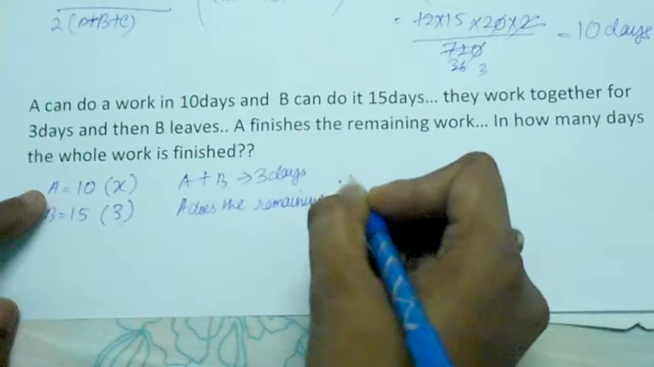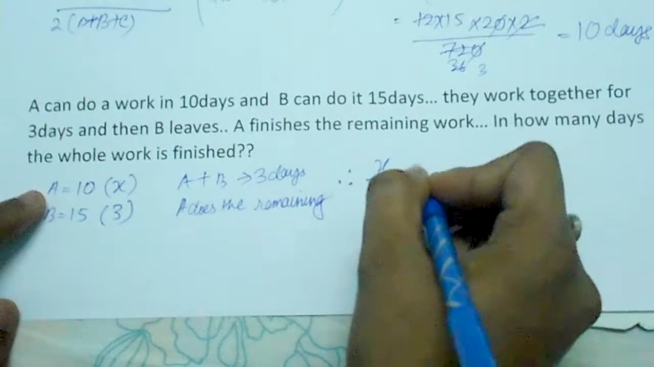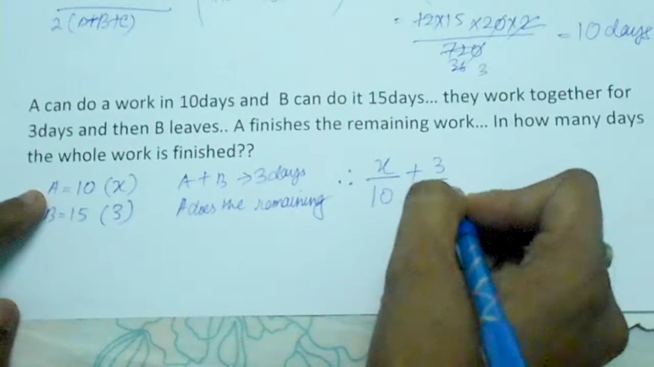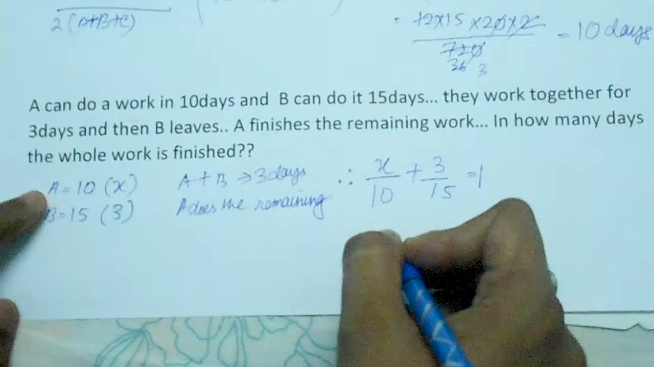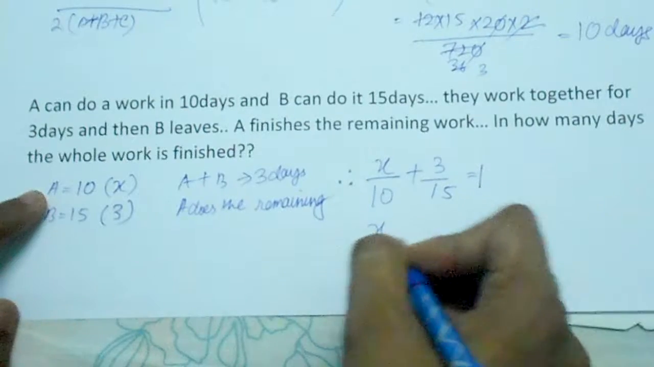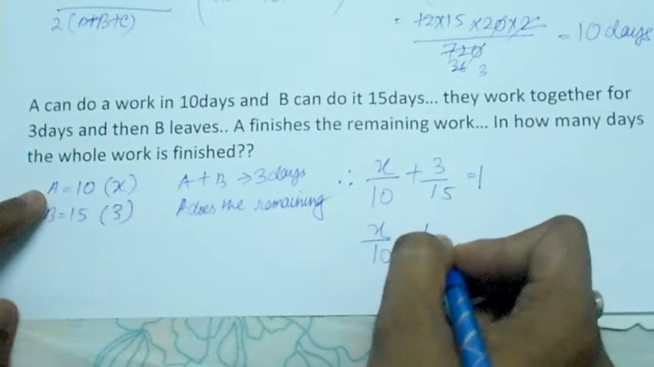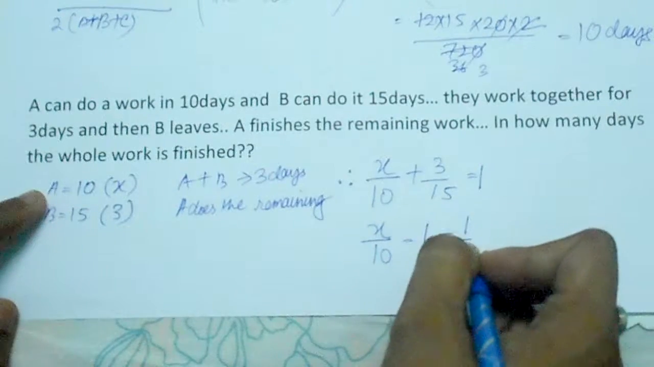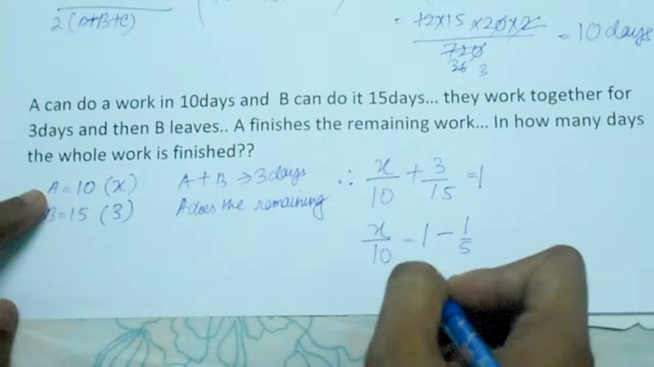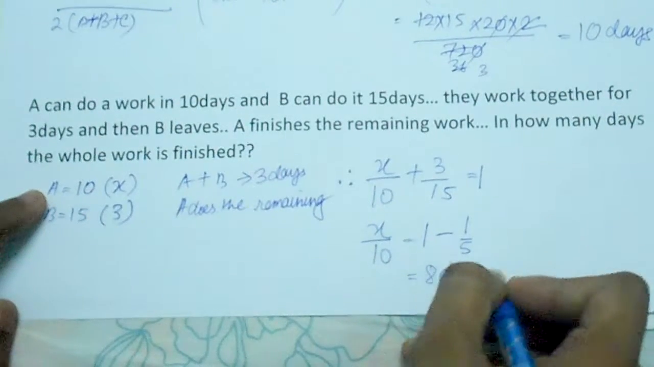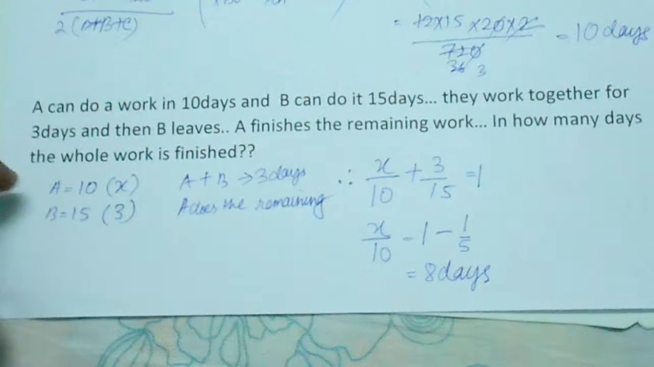So therefore it will be like x by 10 plus 3 by 15 equals 1. So x by 10 equals 1 minus 1 by 5, which sums to 8 days. So the whole work is completed in 8 days.